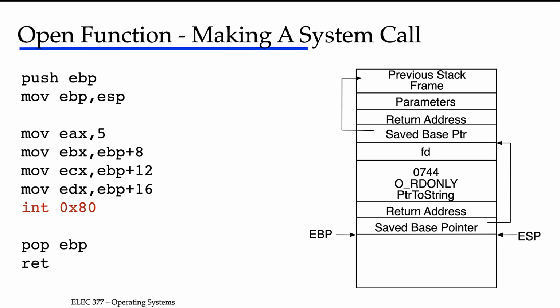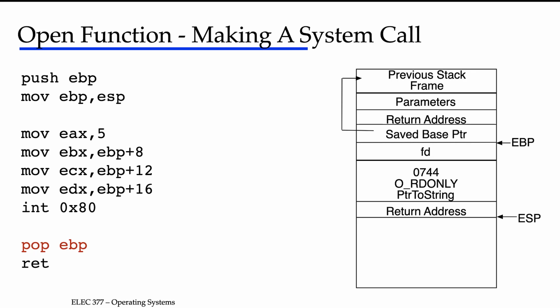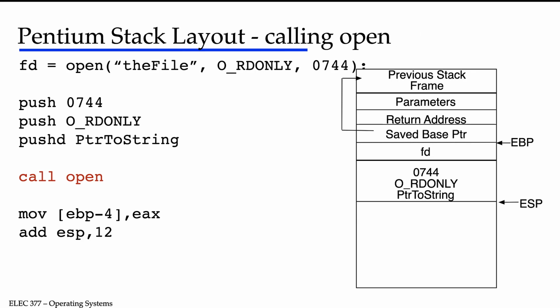The return value is already in the A register, so we pop the base pointer and return, which takes us back to the location where we called open from. We then move the A register into the variable, which is done by subtracting the offset from the base pointer, and then we add 12, which is 3 parameters of 4 bytes each, to the stack pointer to pop all of the parameters off the stack, and the call to open is finished.